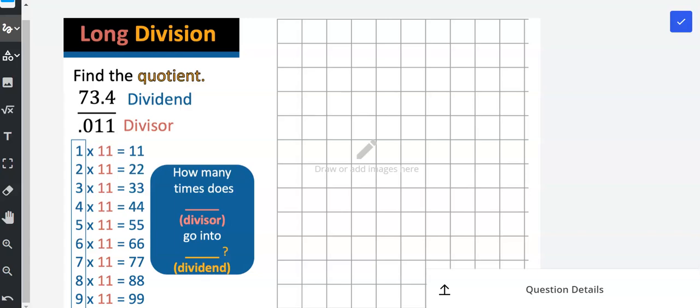This problem reads 73.4, so we'll write that first, divided by, so we'll put the division symbol over that, the 0.011.